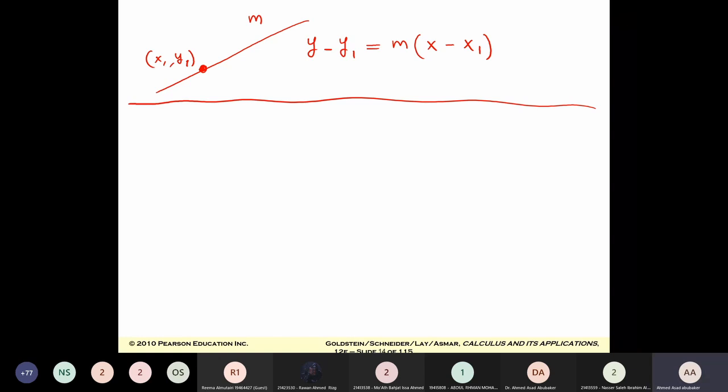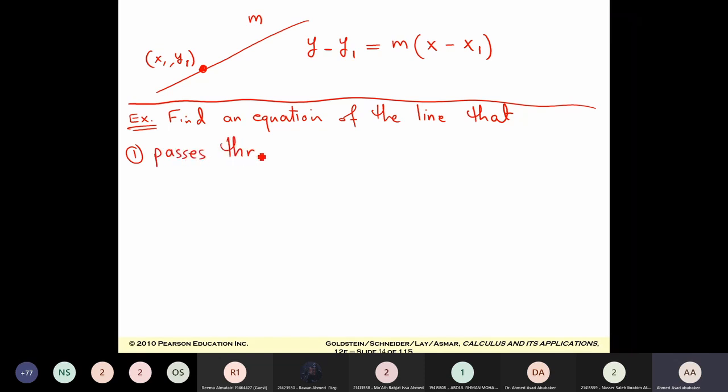Okay, the first example. Find an equation of the line that, number one, passes through the point, for example (-10, 2), with a slope, for example m equals negative 3. Okay, we need to find the equation of this line.